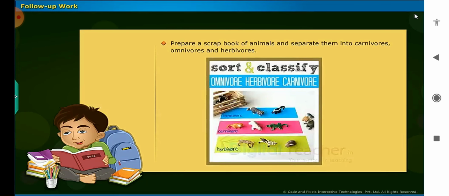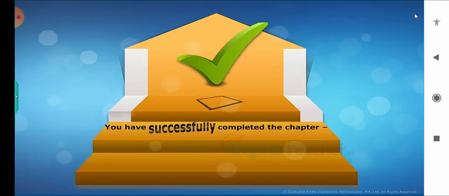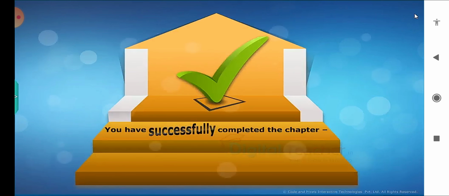Prepare a scrapbook of animals and separate them into carnivores, omnivores, and herbivores. You have successfully completed the chapter Food.